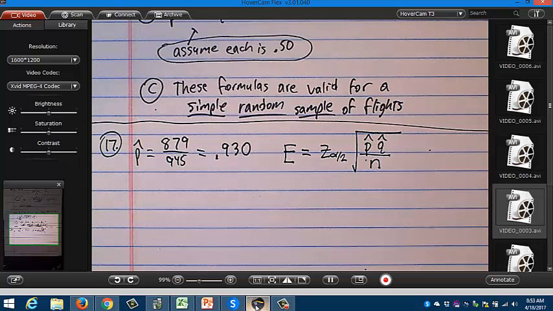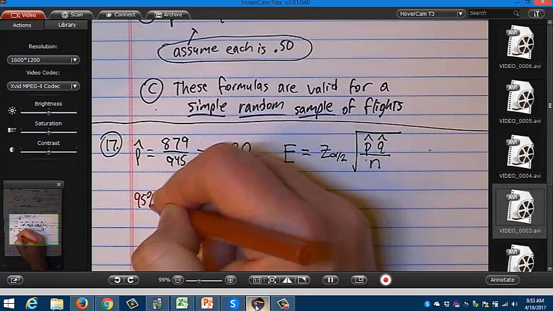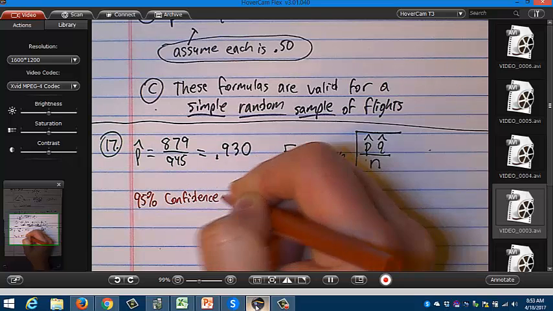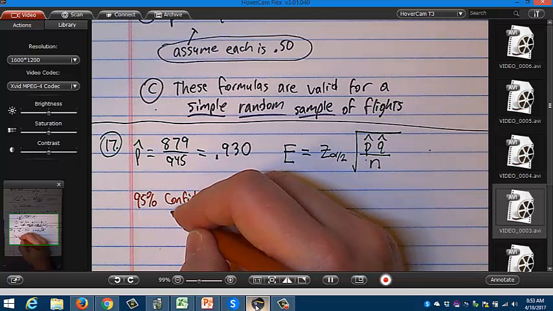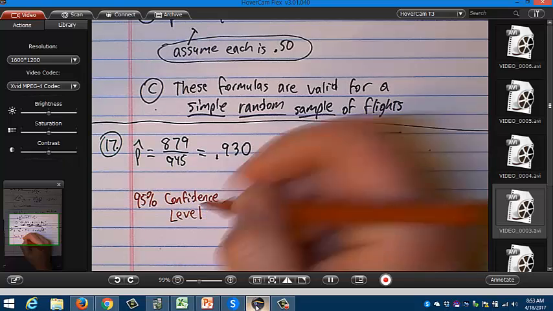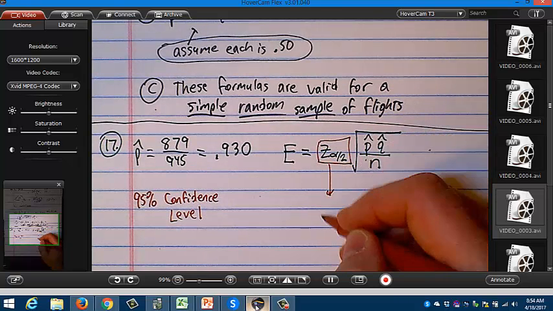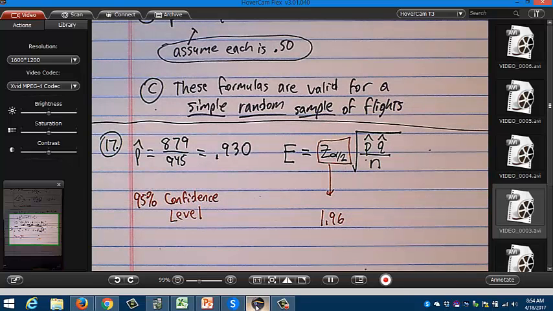The funny thing is, they said 95% confidence interval. I have something else memorized also. Yeah, that's what I was going to say. That tells me right away Z alpha over 2 is 1.96. Now, how do I really do it? How did I get that 1.96 so fast? Let's go through the process again.